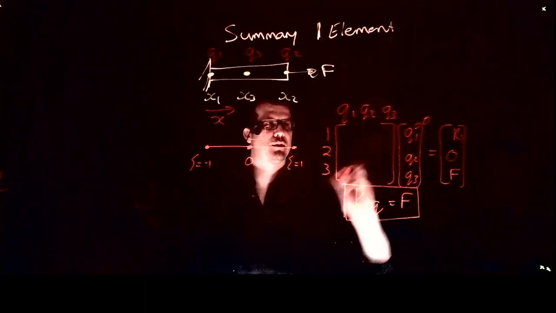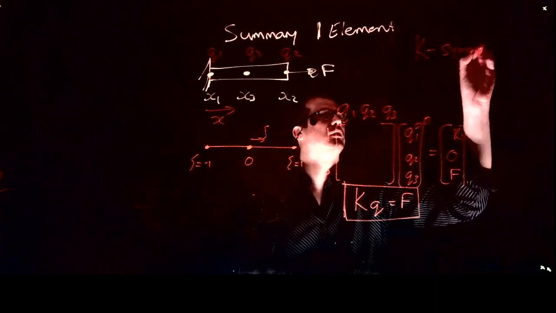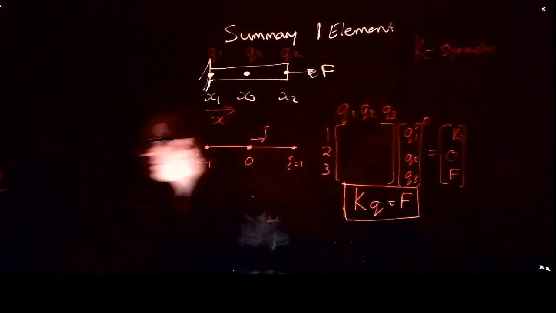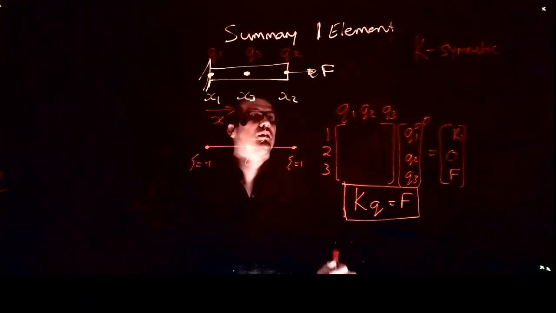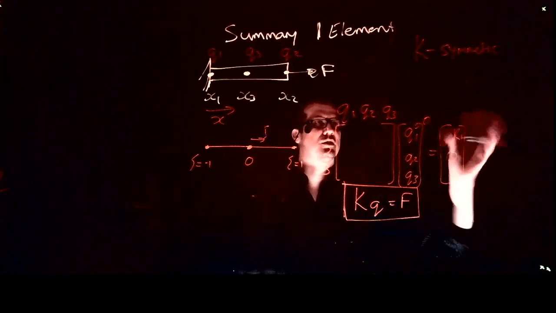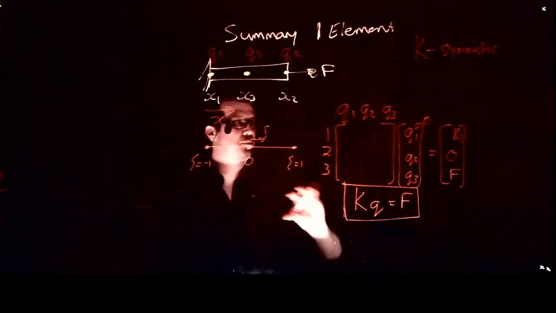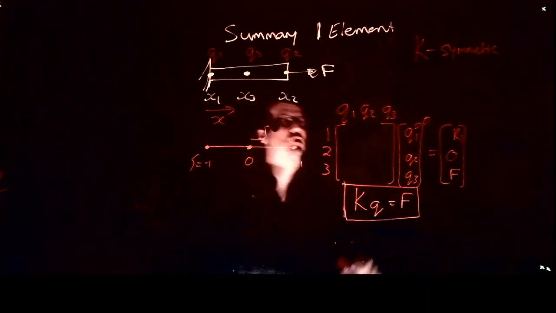K is always symmetric. So K is symmetric. That's always the case, okay? That's non-negotiable. And that comes from the fact that we use the Bubnov-Galerkin approach. The weighting function and displacement functions are the same shape functions, the same form to describe those two systems.